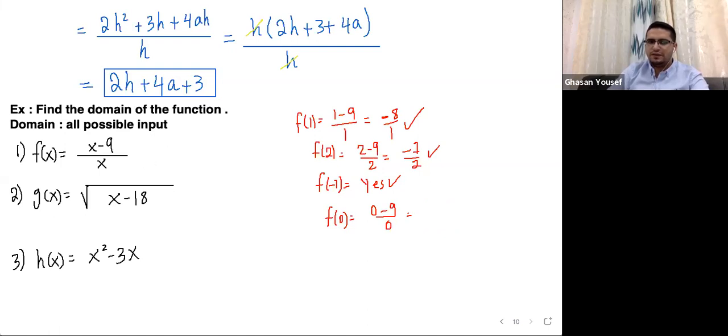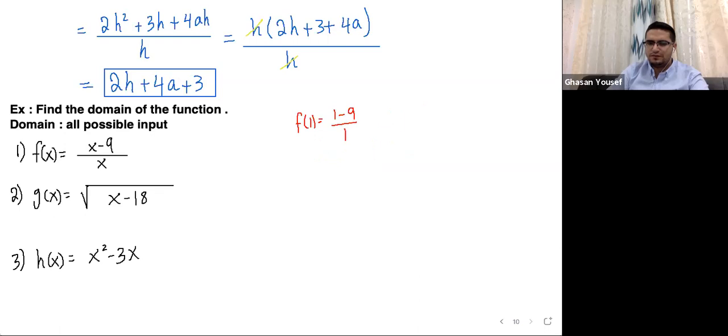So how can I define the domain here? What is the domain for this function? The function is defined everywhere except 0, so I can say x such that x is not equal to 0. This is the domain: all real numbers except 0. Makes sense? Now let's go to the third one.